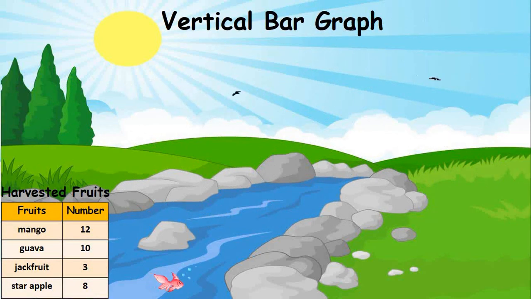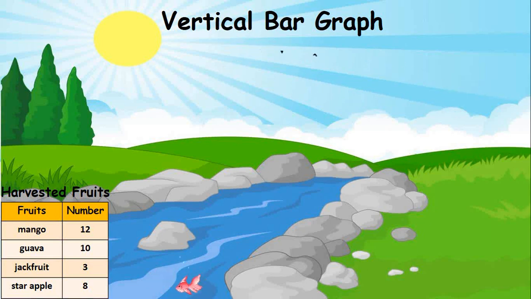Here is a table of data we discussed in our previous lesson. Before we present it in a graph, let's first study the table titled Harvested Fruits. We have two data contained here, the fruits and the numbers of how many were harvested.